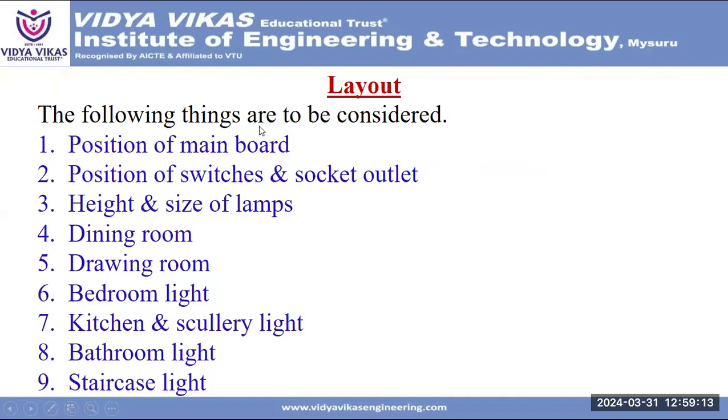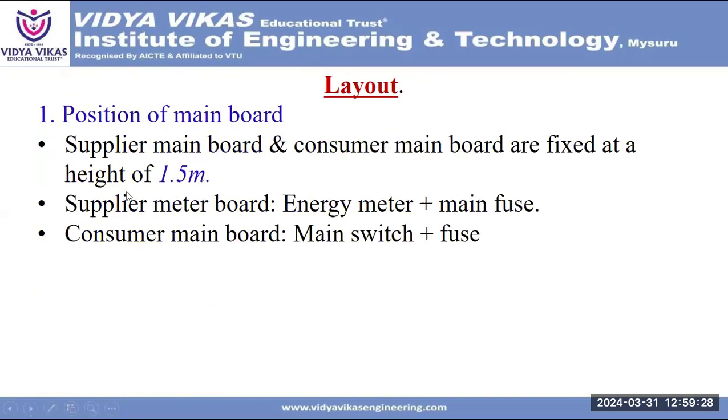The following things are to be considered: position of main board, position of switches and socket outlets, height of the lamp, dining room, drawing room, bedroom light, kitchen and scullery light, bathroom light, and finally staircase light. First, position of main board. Supplier main board and consumer main board are fixed at a height of 1.5 meter. Already explained. It may vary. Commonly we take 1.5 meter for the main board, supplier meter board, energy meter, main fuse, consumer main board, main switch and fuse.